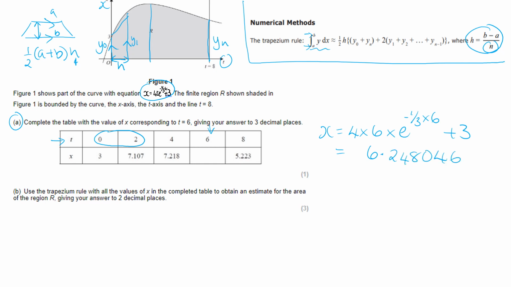We want our answer to 3 decimal places, as the rest of the answers are 6.248. So just 1 mark for doing that. In part B, we're going to approximate and use the trapezium rule.